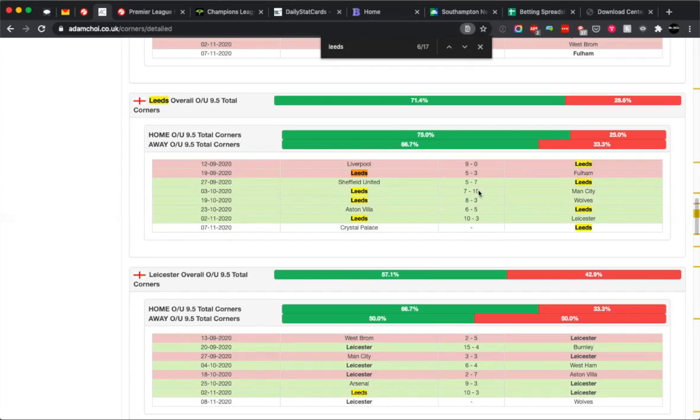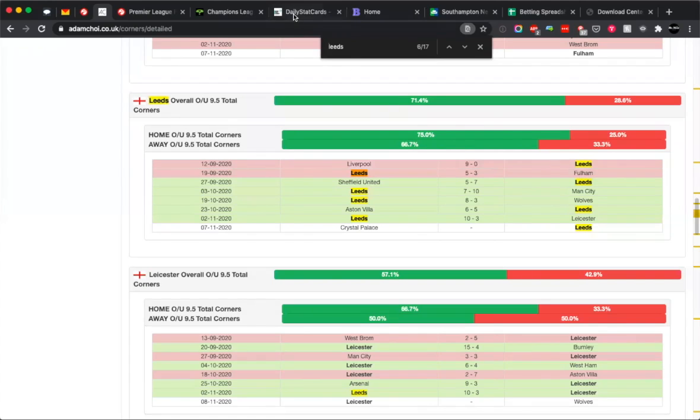And you can see that here with Leeds. Leeds concedes corners. When they played Man City, they conceded 10 corners, but they also took 7 corners. When they played Fulham, they conceded 3 corners, but they also took 5 corners. When they played Liverpool at the beginning of the season, they conceded 9 corners. Of course, in that game, they didn't take any corners themselves. So you can look at this and see that this is a team that has corners. This is how you analyze in a free and easy way.